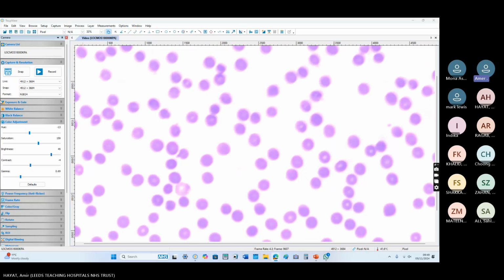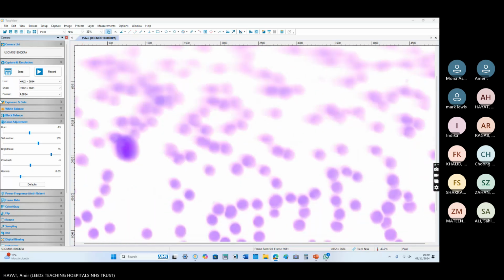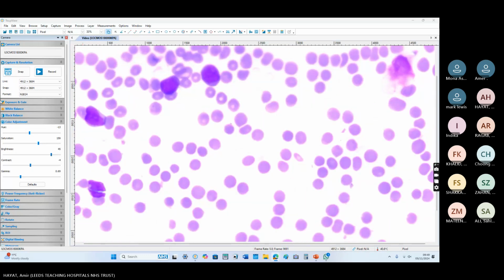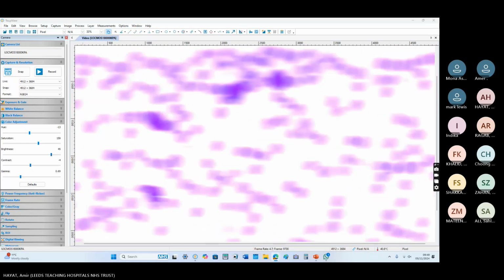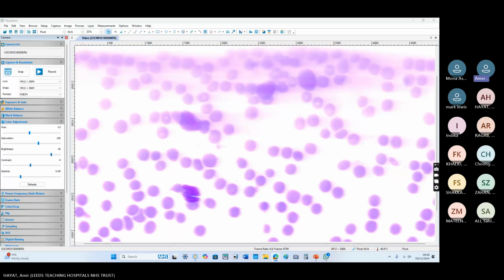Looking for a few more cells. Sorry, can you repeat the flow again? Okay. Yes. So the flow is CD2 positive, CD3 positive, CD5 positive, cytoplasmic CD3 is positive, CD19 negative, CD20 negative, CD10 negative, TDT is positive. Thank you. Okay.